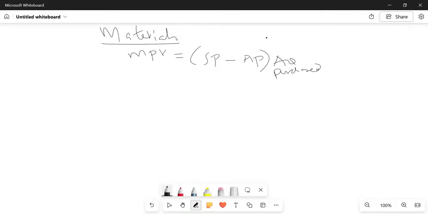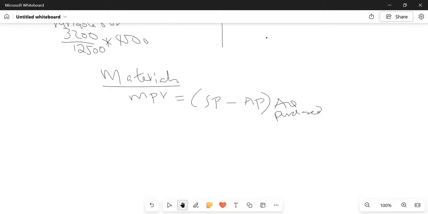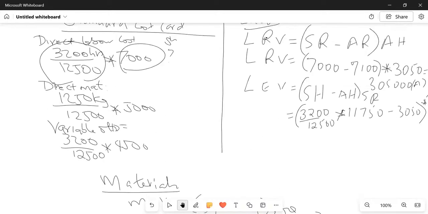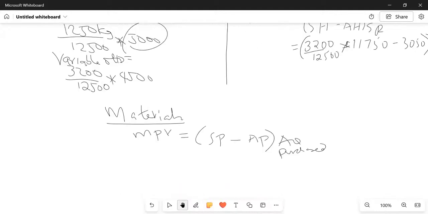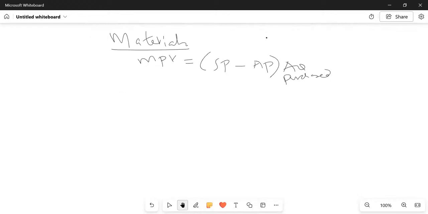So in this very question, do we have the standard price per kilogram? Oh, yes, we do. You can see here, the standard price per kilogram is 5,000, isn't it? Great. Then go to the actual information and pick the actual price per kilogram. It is also 5,000.